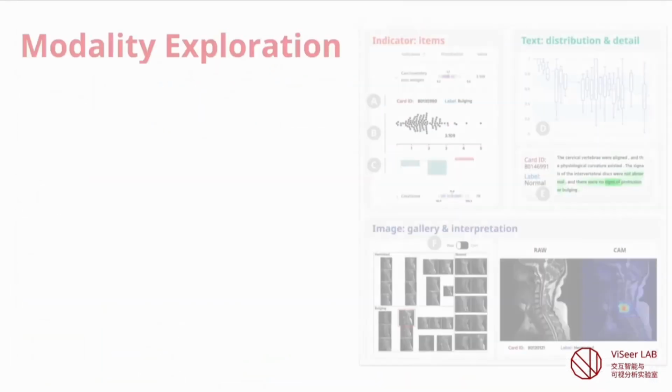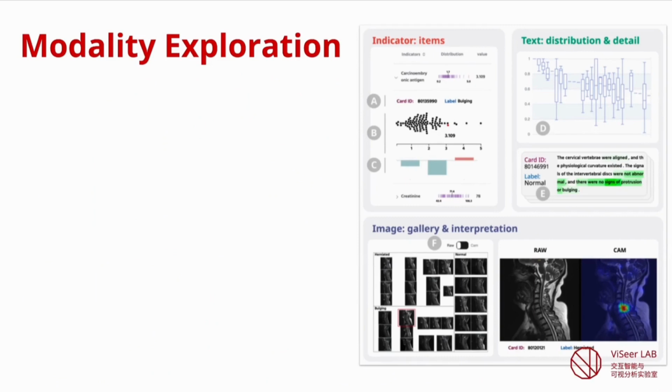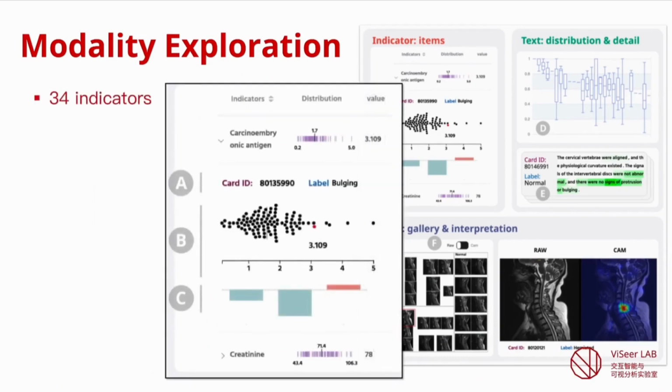Based on the physician's suggestions, we extract 34 indicators. These indicators are stacked in a collapsed table, where each row corresponds to an indicator. In this mode, each row includes the indicator name and the approximate distribution of the indicator with respect to the patient groups, and the mean value, thereby enabling the user to gain an overview of the indicator modality.